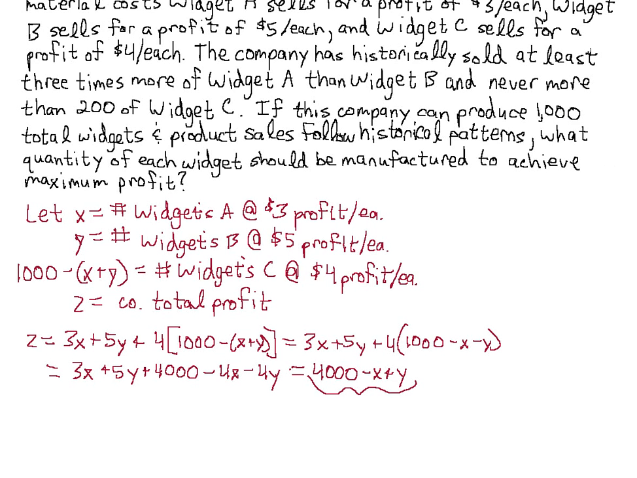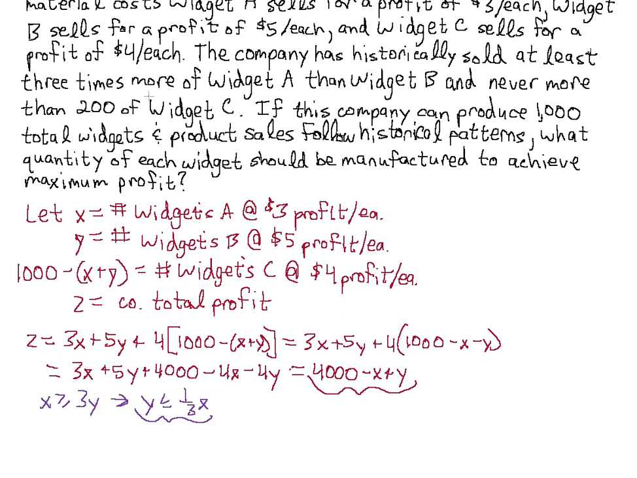So we know first that the company sells at least 3 times more of widget A than widget B. So our first constraint is going to be x is widget A, so x is going to be greater than or equal to 3y, because we're going to sell at least 3 times more of widget A than widget B. We can solve this for y, and say that y is less than or equal to 1 over 3 times x. So this is our first constraint. All right, what's our next one?